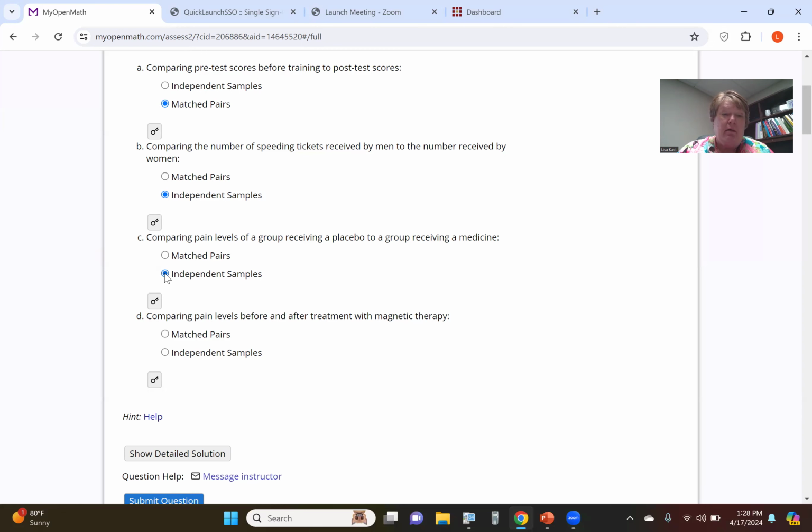And then lastly, comparing pain levels before and after treatment. Now we're looking at that before-after situation. So we're probably looking at the exact same human being that's undergoing magnetic therapy. We have that person tell us their pain level before they undergo the treatment, and we have them tell us the pain level after. So now we're looking at matched pairs, before-after type data. Okay, so that's what you're going to be doing in this section. You're going to be running a t-test on the difference in your sets of data.